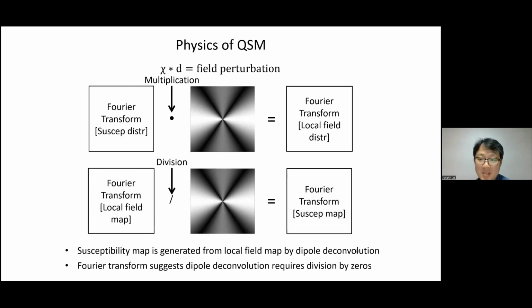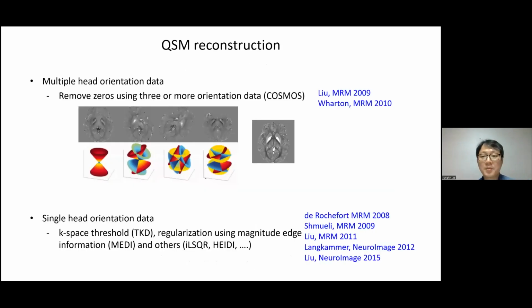The problem is this dipole pattern in k-space contains zeros along these lines. So that's the so-called zero cone locations. And if you divide something by zero, that's not a good thing to have. So there have been solutions that we have been developing over the last 10 plus years.